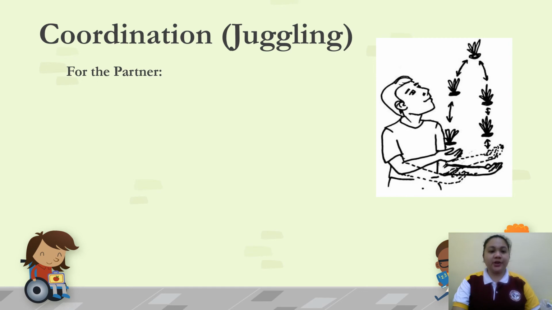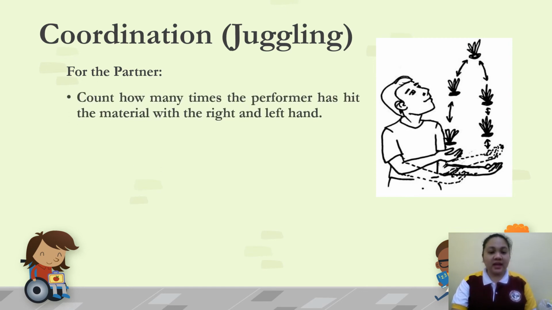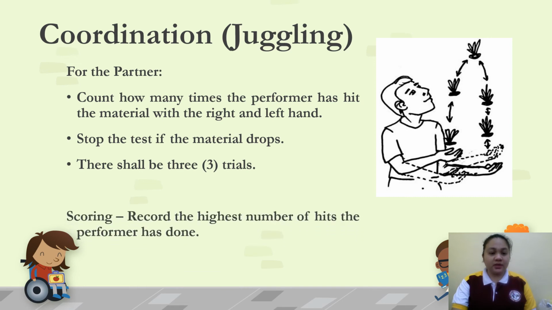Okay, for the partner, ito naman po yung task. So, count how many times the performer has hit the material with the right and left hand. Stop the test if the material drops. There shall be 3 trials. And for the scoring, record the highest number of hits the performer has done.